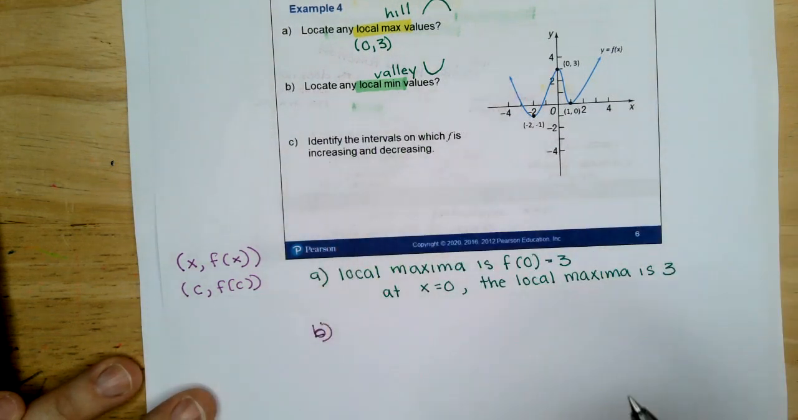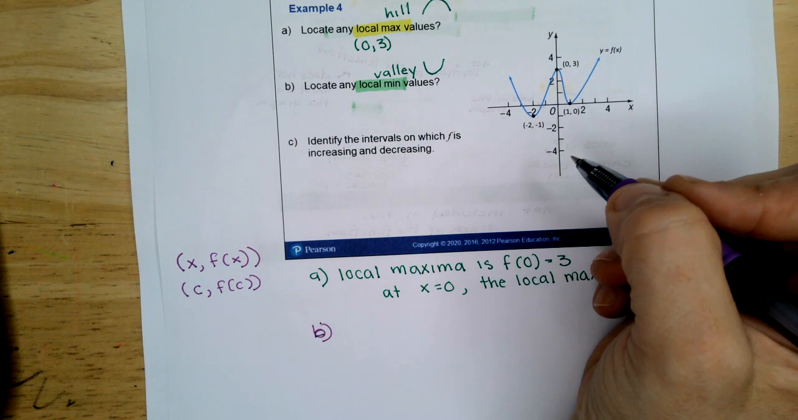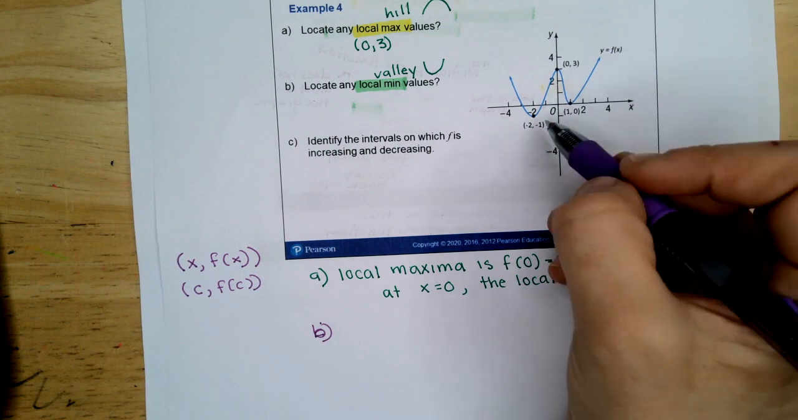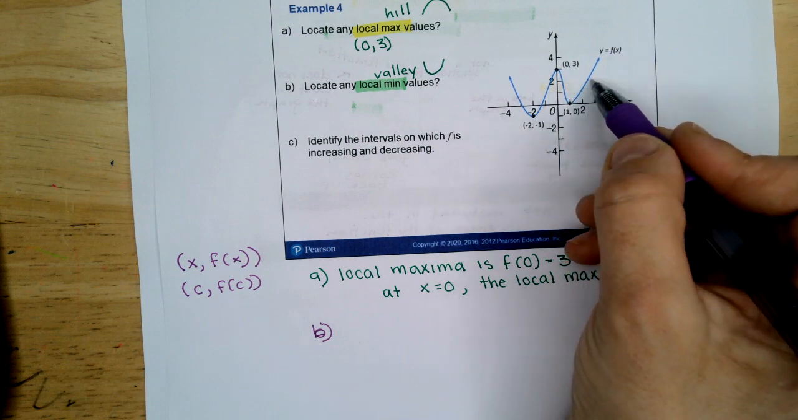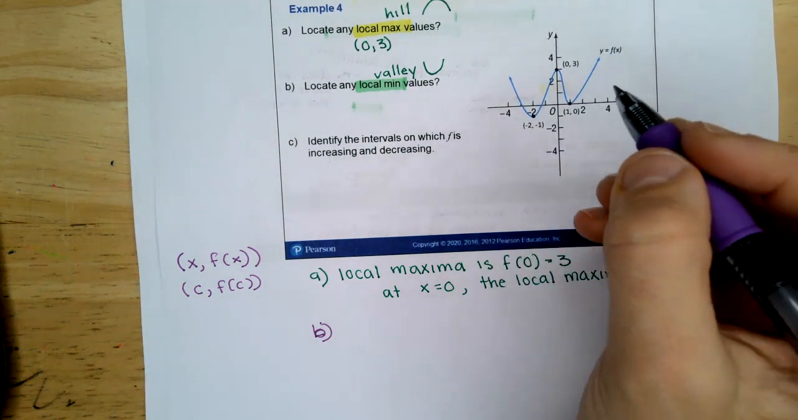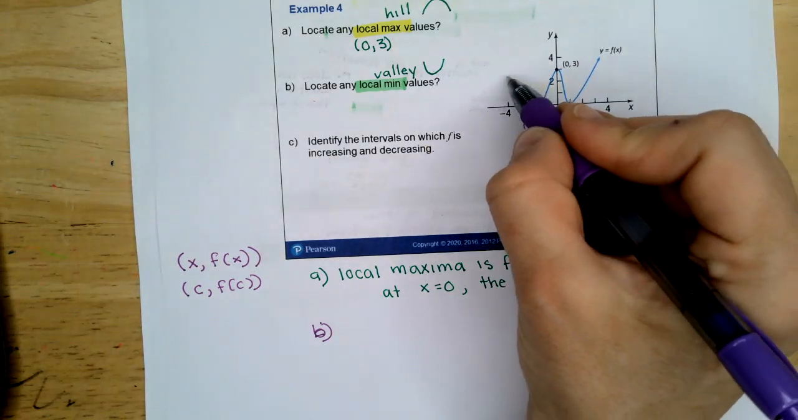So locate any local minimum values. So you want the lowest point, okay? It's a valley. It's there. You don't just have to have one, you're allowed to have two. I see one valley here and one valley here, okay? So we can say that there are two local minimums. It's the lowest point of the area, right? Your local.